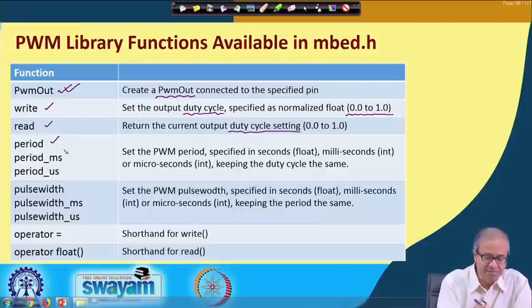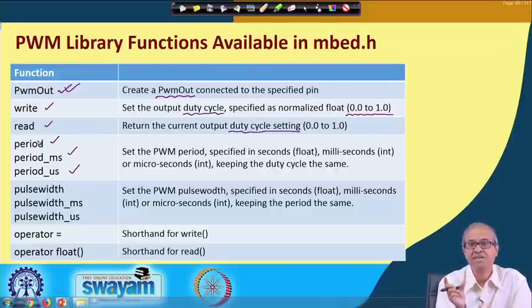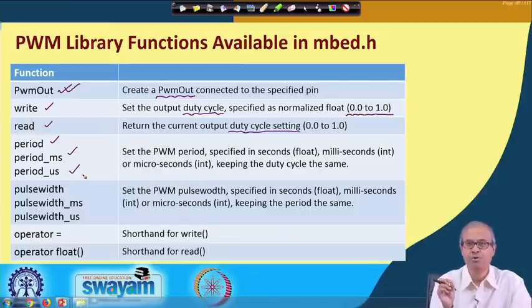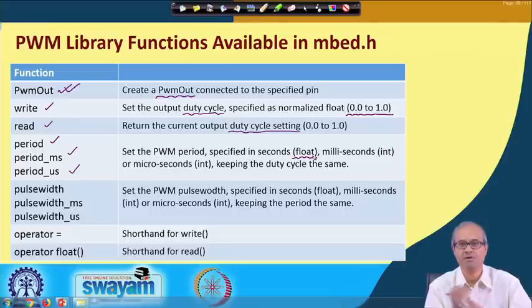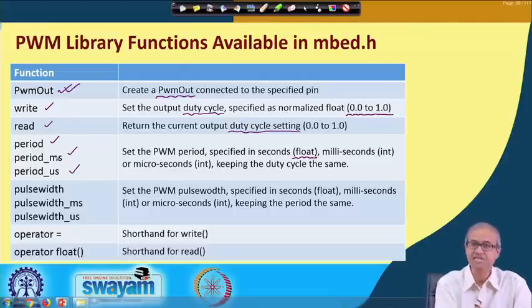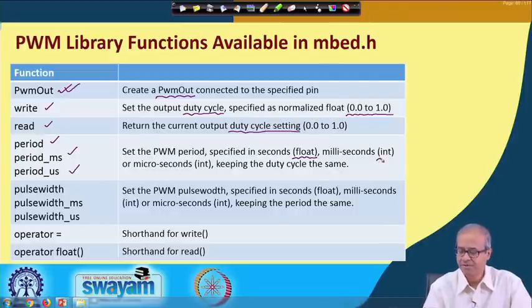There are 3 functions available: period, period underscore ms, period underscore us. The first one specifies the time period in seconds, second one specifies in milliseconds, third one in microseconds. The only point to notice is that when you specify it in seconds, your parameter will be a floating point number. You can write 2.5. So, it will be 2.5 seconds, but when you specify in milliseconds and microseconds, the parameters will be integers. So, no fractional parts are allowed.